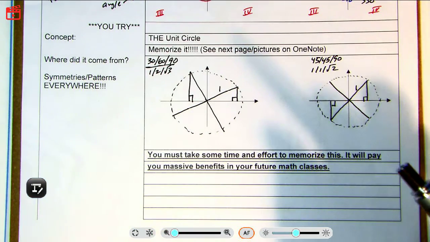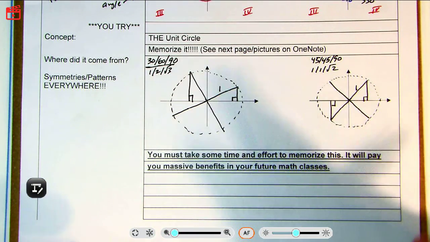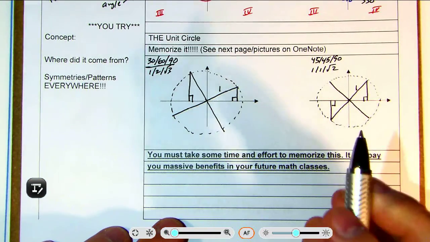Okay, here's the third video for 6-2 part 1. We're talking about the unit circle real quick. Where does it come from?